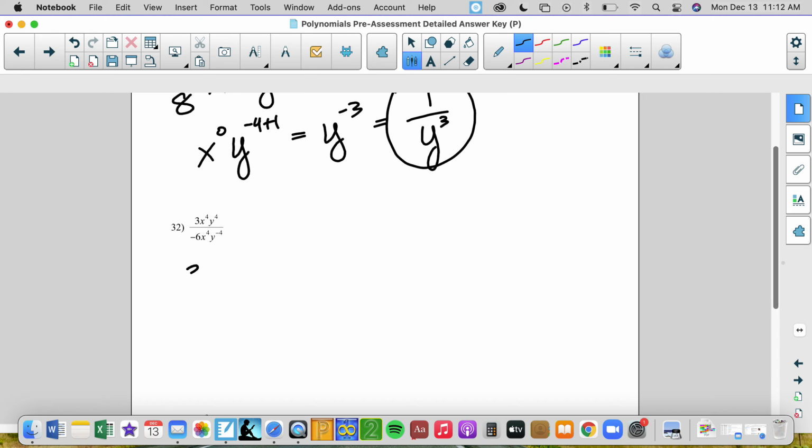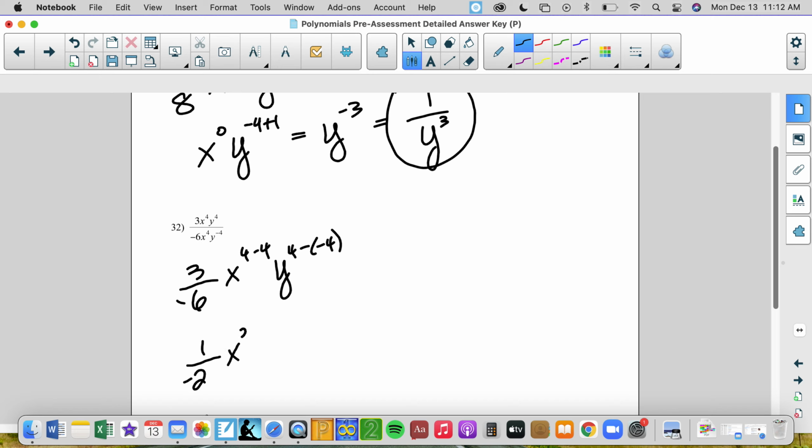Our coefficients, we have 3 and negative 6. We have x to the 4th minus 4, y to the 4 minus negative 4. Remember that double negative. This negative is represented by the division. So 3 over negative 6, 3 goes into 3 and 3 goes into 6. 3 goes into 3 once. 3 goes into 6 twice.